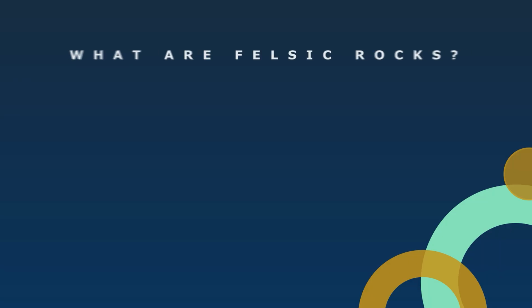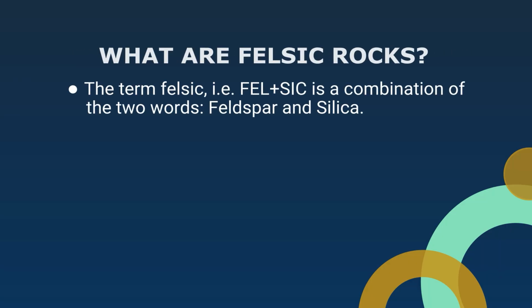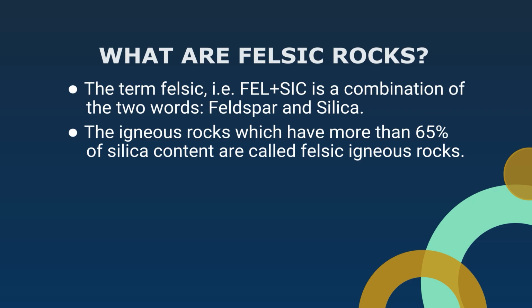Now coming to what felsic rocks are. The term felsic has been derived by combining two words, feldspar and silica. The igneous rocks known to have more than 65% silica content are called felsic rocks.